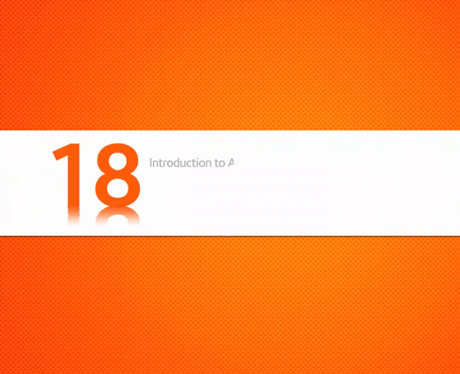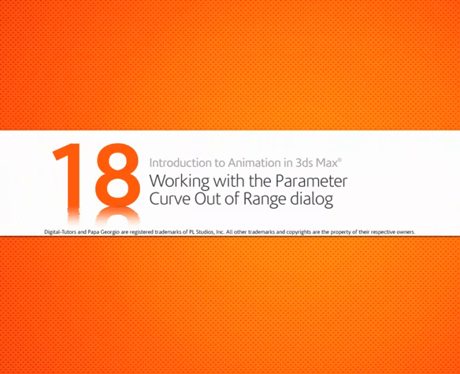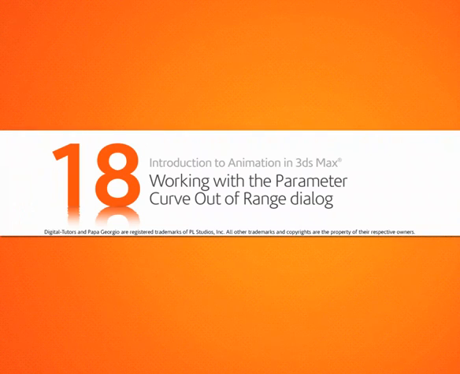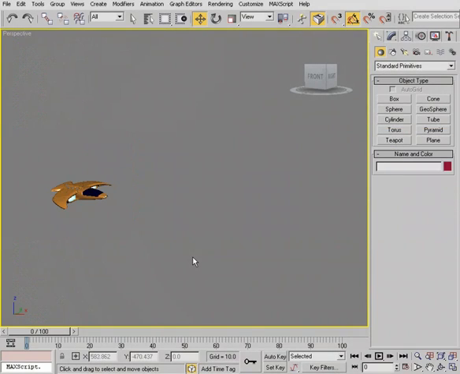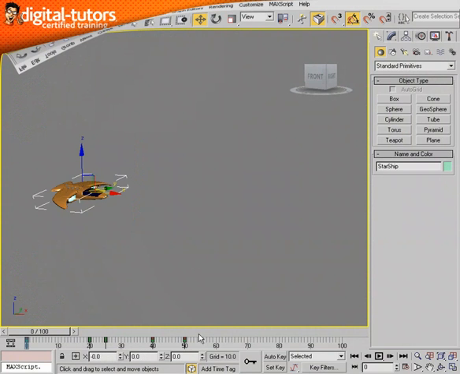In this lesson, we'll discuss Max's parameter curve out of range types. The curve out of range types are designed to loop our animation as it passes out of its range of keyframes. Let's go ahead and learn what each type does to our animation.